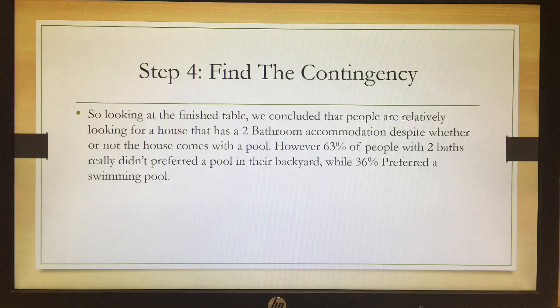Next, we find the contingency of the houses. I put this in percentage form to make it a little more formal. We concluded that for the 2-bathroom houses, regardless of whether the house comes with a pool, a 63% majority didn't really want a swimming pool. The other 36%, however, preferred a swimming pool. My apologies, that's supposed to be 37%, so it equals 100%. So from a relative perspective, the majority of them did not want a pool in their backyard.